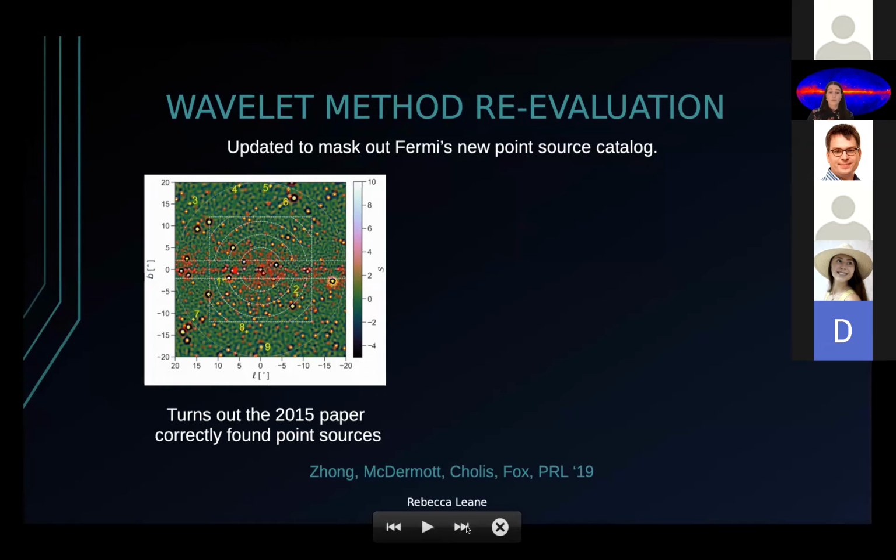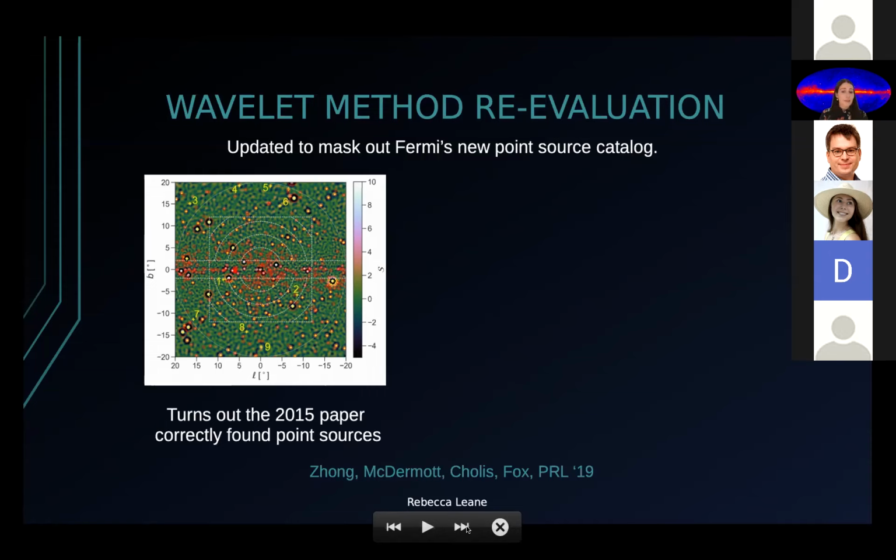So given we had this new information, Zhong et al. had done this wavelet analysis and had a look at where this new catalog, which is called 4FGL, actually lined up with the point sources that you find in the wavelet method. And what this figure is showing on the left, well, the only one that's there so far, you see there are these red circles around the point sources that they find, their peaks. The red circles are ones that are part of this new point source catalog. So it turns out this 2015 paper for the wavelets really did correctly find point sources. It found point sources that people didn't know about at that stage.